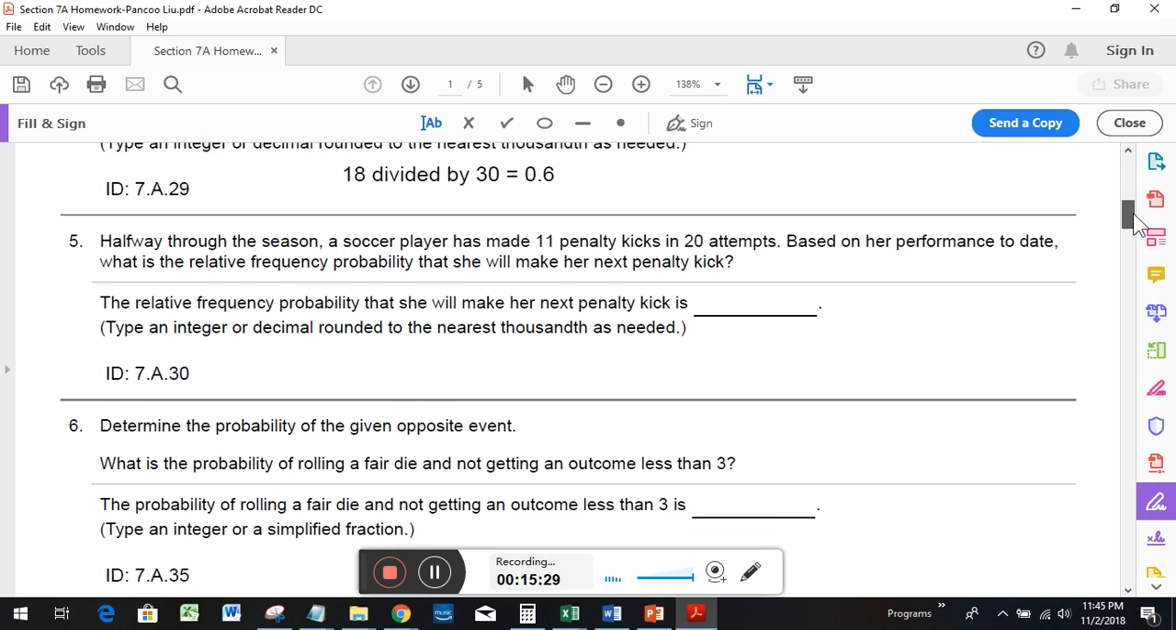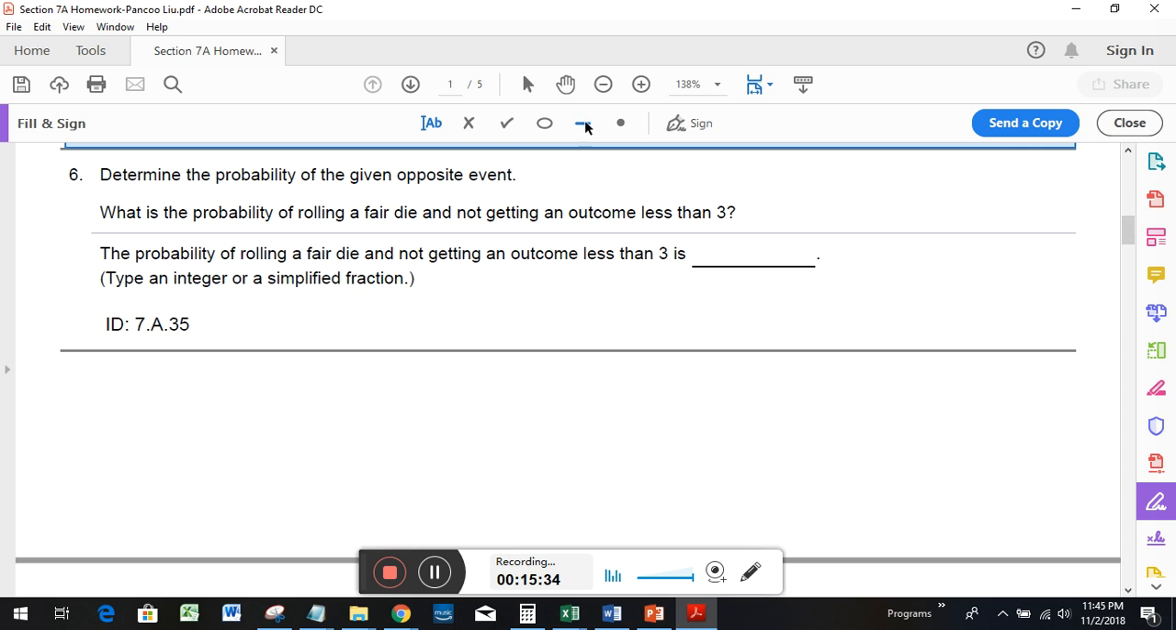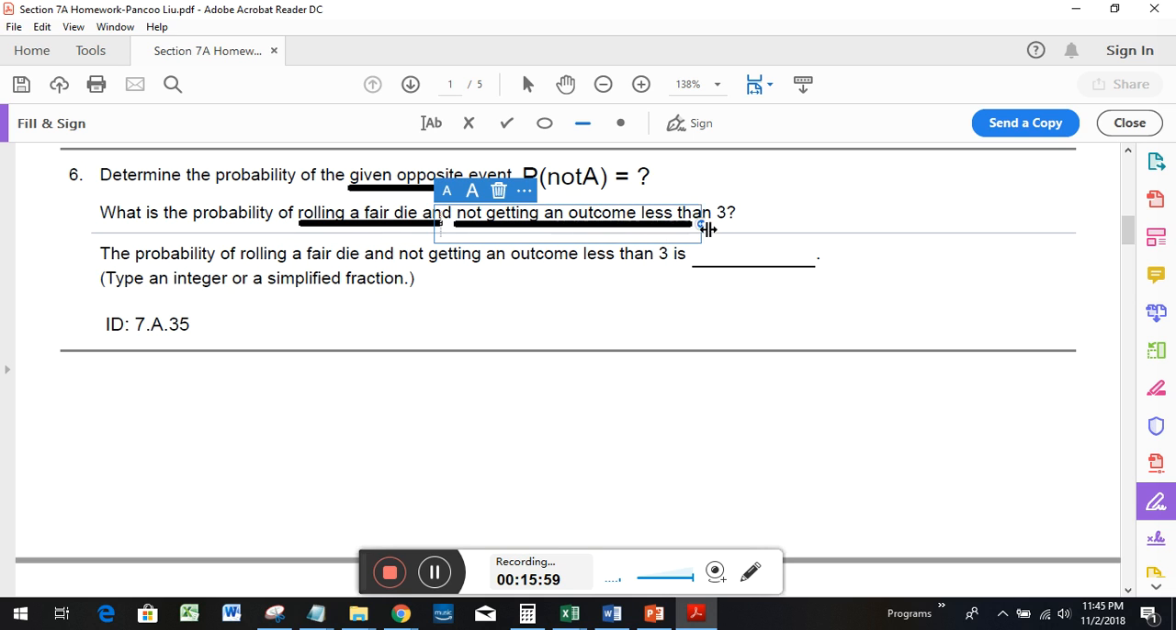Now, number 5 is similar to number 4, so I'm going to skip that. And let's take a look at number 6. Number 6 says determine the probability given the opposite event. So basically what they want us to solve for is P naught of A. Okay, so I'll put a question mark. That way you know that we're trying to solve for P naught of A. So they say determine the probability of rolling a fair die and not getting an outcome less than 3.